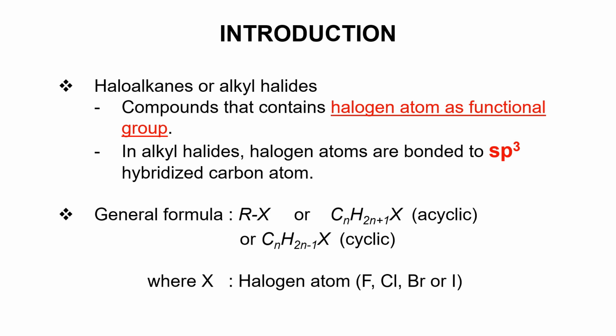Haloalkanes or alkyl halides are compounds that contain a halogen atom as the functional group. In alkyl halide, halogen atoms are bonded to an sp3 hybridized carbon atom. The general formula for haloalkane is RX, or CnH2n+1X for an acyclic compound, or CnH2n-1X for a cyclic compound. X is a symbol of the halogen atom that can be fluorine, chlorine, bromine, or iodine.